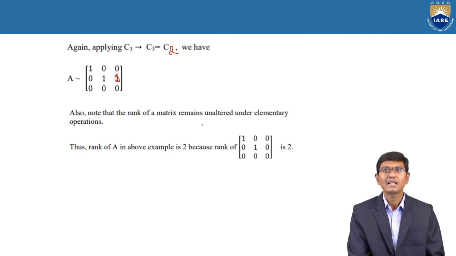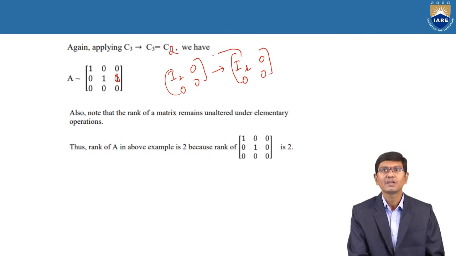Therefore, this matrix clearly satisfies the form I2 0 0 0. Therefore, it is also one of the standard normal forms. It is clearly suitable for I_r 0 0 0. Therefore, in comparison here, I_r is equal to I2. Therefore r is equal to 2, and the rank of the matrix is clearly 2.